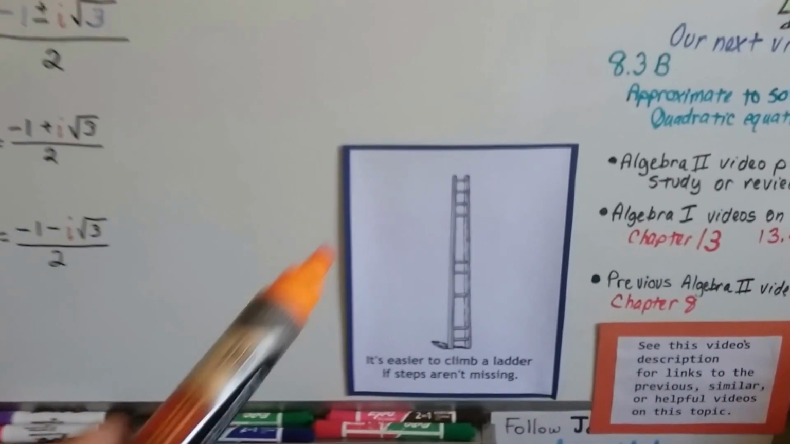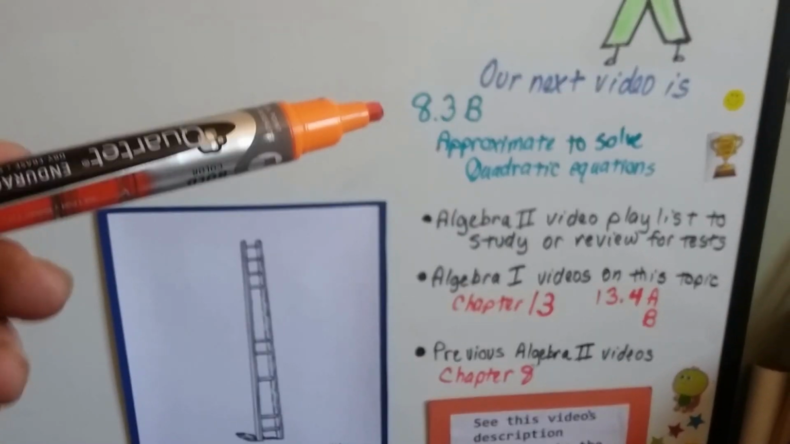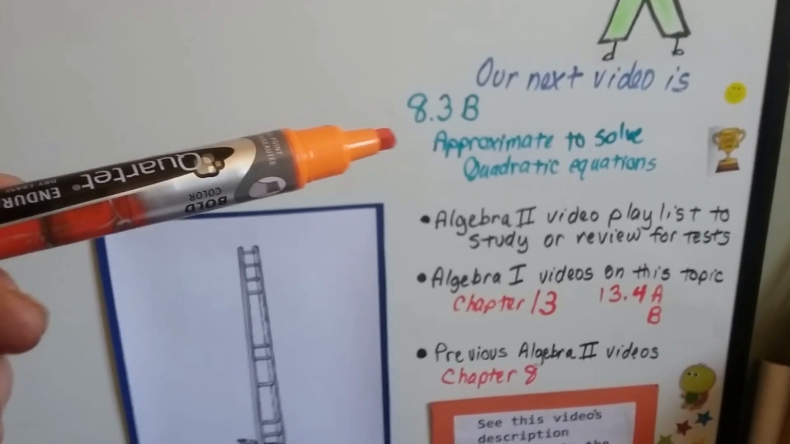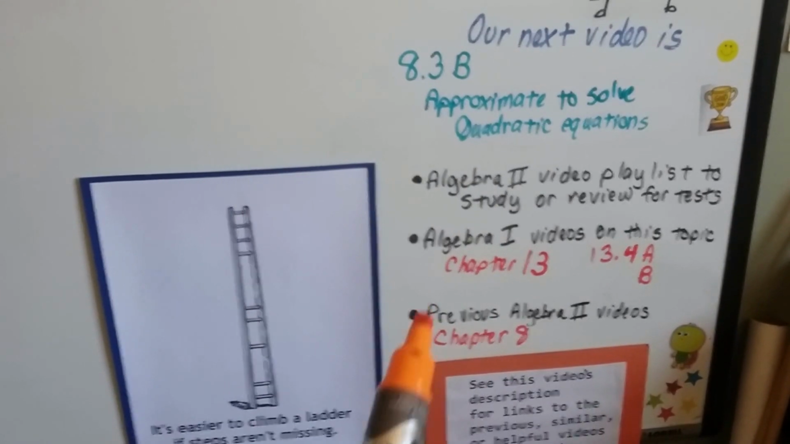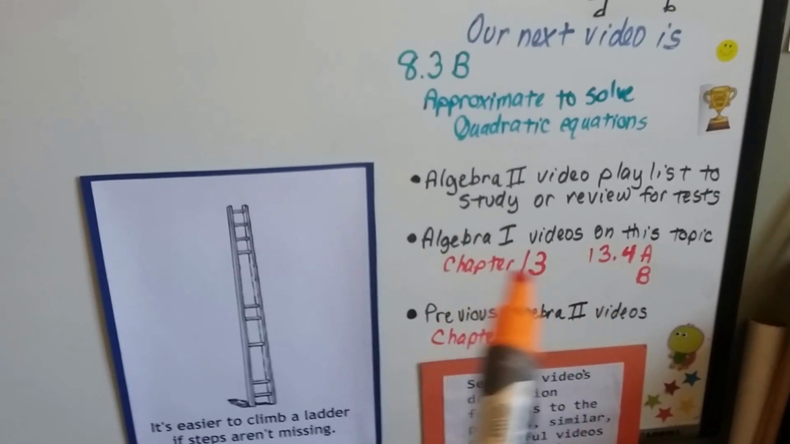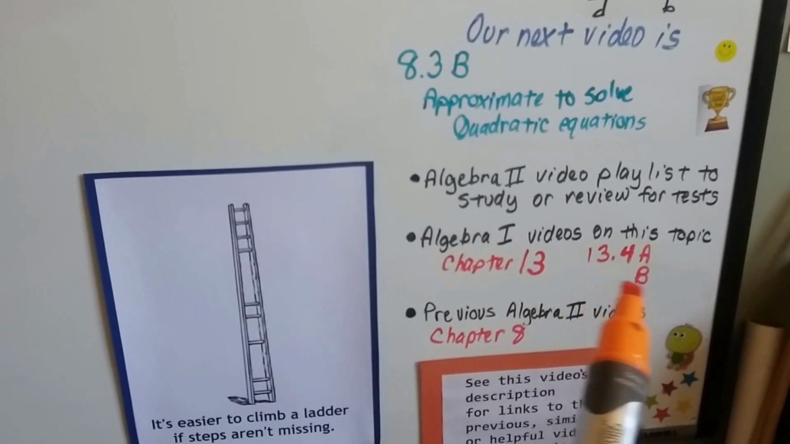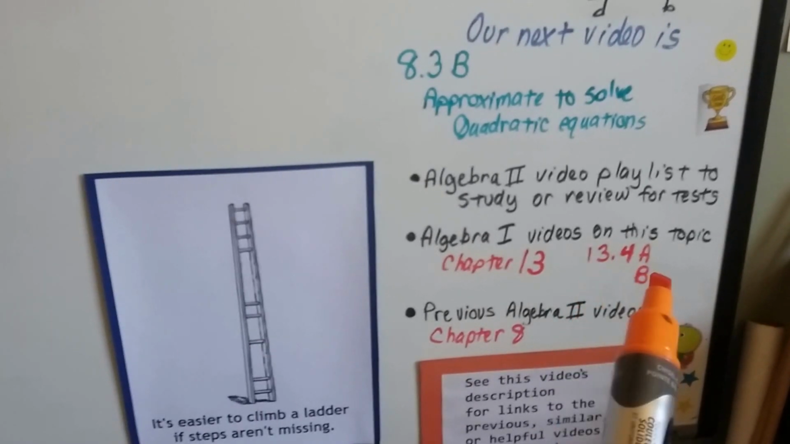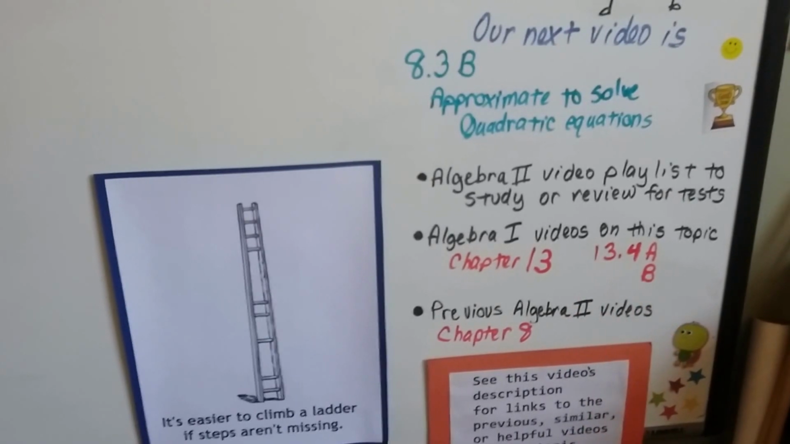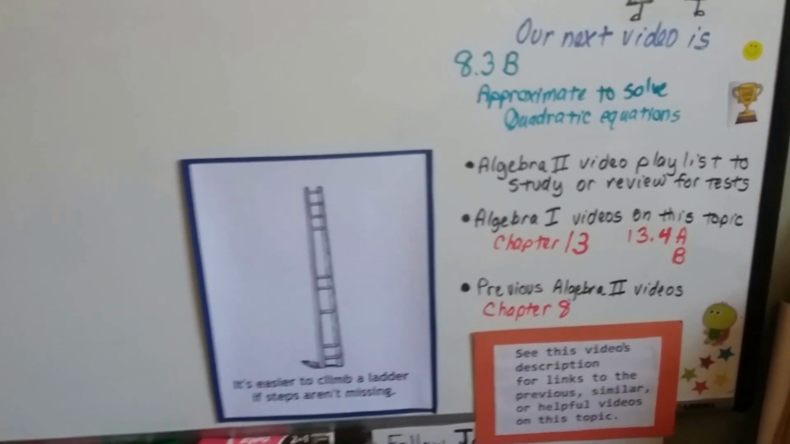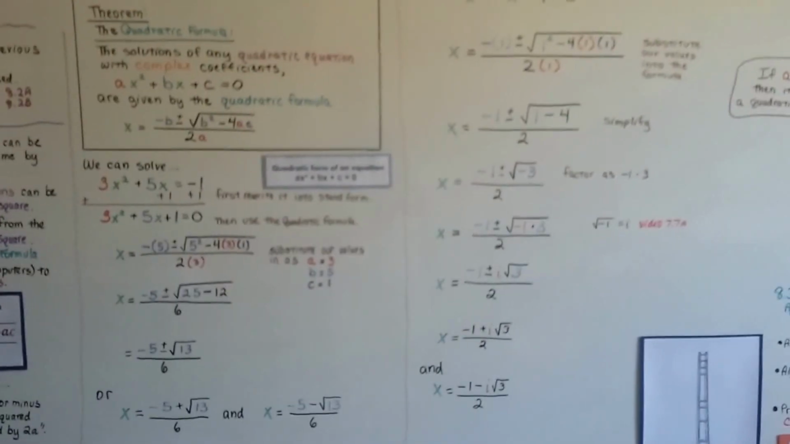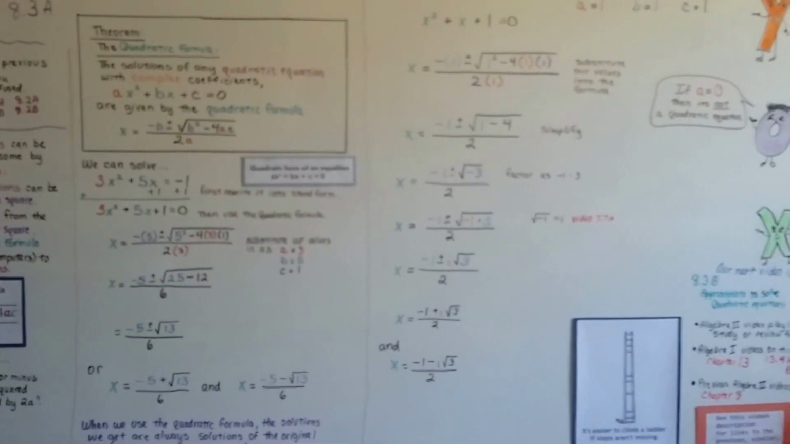It's easier to climb a ladder if steps aren't missing. I keep saying that. Our next video is going to be 8.3b, where we talk about how to approximate to get solutions for quadratic equations. I'm going to add this video to the Algebra II playlist. Back in Algebra I, we talked about this in 13.4a and b, and in 13.4b we talked about discriminants, which we'll be talking about in a couple of videos. All the previous videos for Chapter 8 are linked in the description, so you can just click on them. Try not to miss any steps, and everything will be fine.